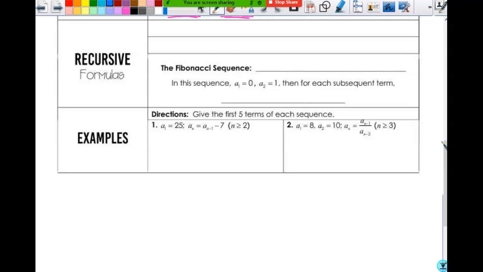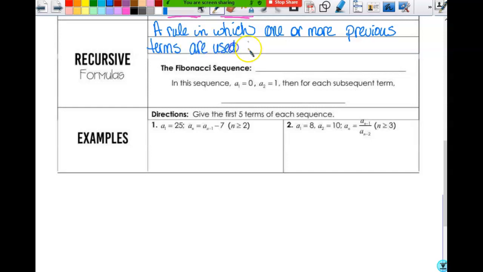All right, so recursive is a rule in which one or more previous terms are used to generate the next term. Okay, so like when you say I'm adding 4 to the previous term or whatever is happening.